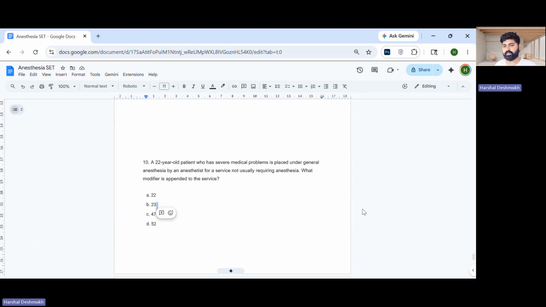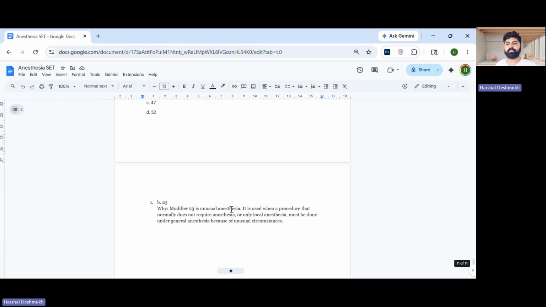All right. So the answer for the 10th question is modifier 23. Why? Because the description for modifier 23 is unusual anesthesia. It is used when a procedure that normally does not require anesthesia, or only local anesthesia, must be done under general anesthesia because of unusual circumstances. All right, that was the answer for the 10th question.